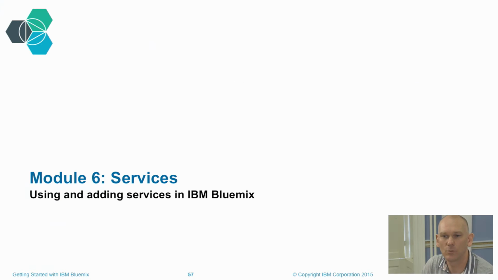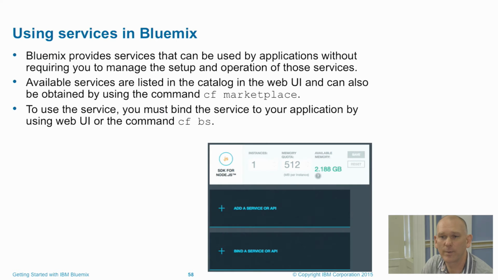Up to now, we've only used an application by itself. In Module 6, we're going to look at how we add services to an application. When we look at the catalogue, you'll see there are quite a number of services within Bluemix. And if you're on the command line, you can also see that catalogue using the cf marketplace command, and that allows you to see what services are available.